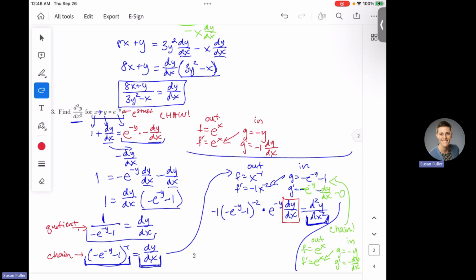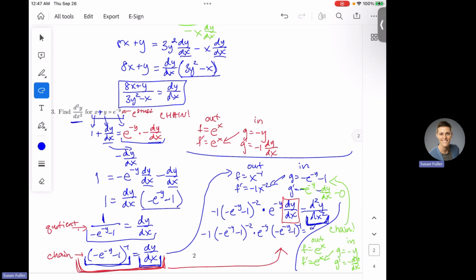Let's see. dy dx. That's my first derivative. I know what that is. We just found that. This was my first derivative, right? So I could take dy dx from here and I can plug it in there. And so if I plug that in, then my second derivative here is going to be negative 1 times negative e to the negative y minus 1 to the negative 2 times e to the negative y times dy dx, which is negative e to the negative y minus 1 to the negative 1. And all of that is my second derivative.